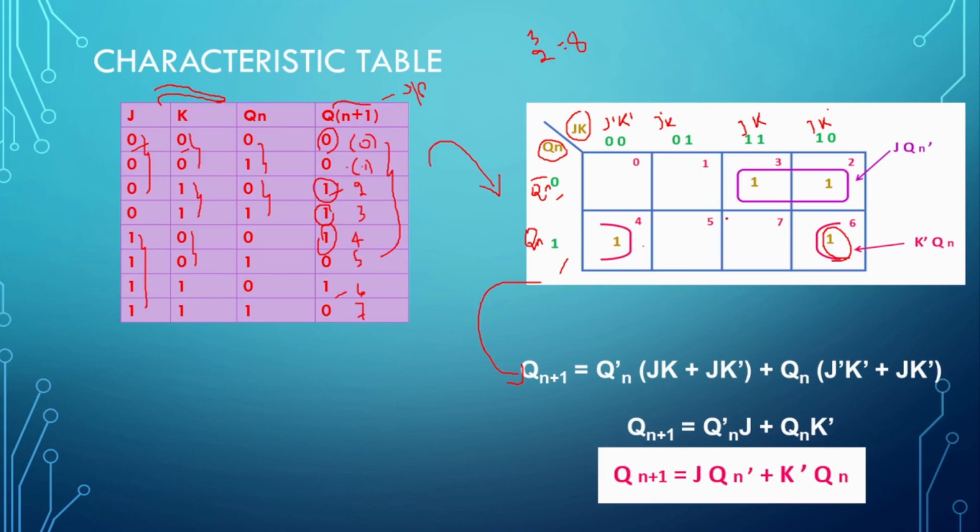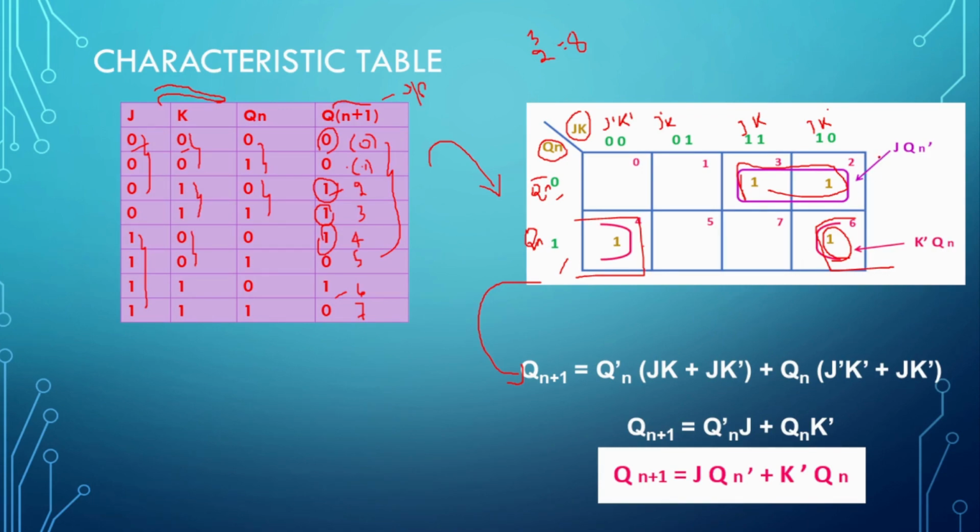Afterwards, you need to do the grouping. See here, you are able to form two groups. One is this vertical grouping, and the 1s in the corner cells you can group as one group. So this and this one will be considered as another group. So there will be two groups, one is this and another one is this.